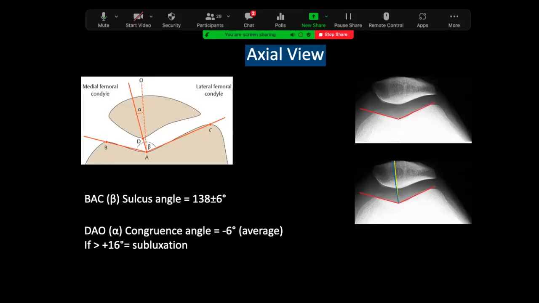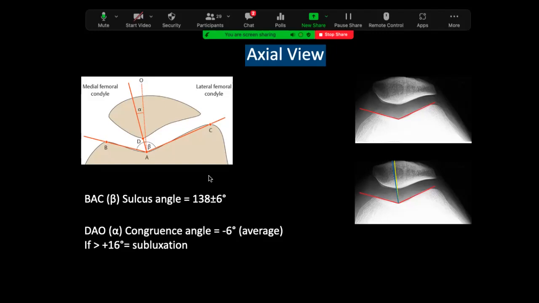And another is the sulcus angle. This is the sulcus angle. To draw the sulcus angle, we have to take 3 reference points. One is the highest point of the medial condyle, another is the highest point of the lateral condyle, and this is the trough of the trochlea. We draw one line from here and one line from here. The angle BAC is the sulcus angle. The normal value of this angle is 138 plus or minus 6 degrees. If it is more than 145 degrees, then the trochlea is shallow, that is, we can say there is trochlear dysplasia.